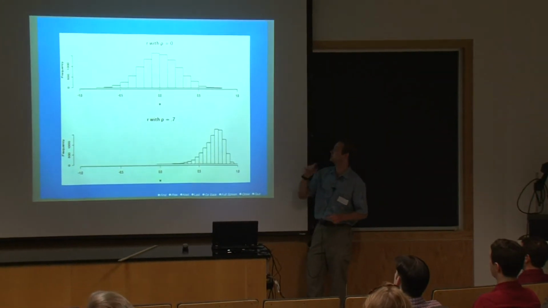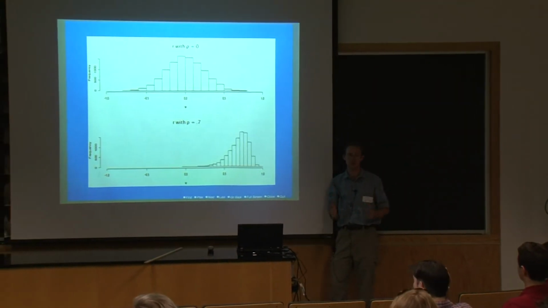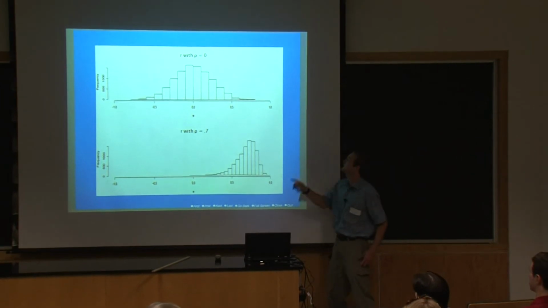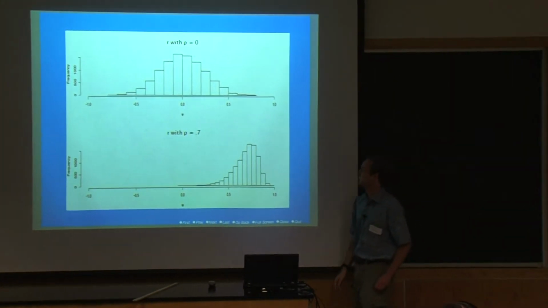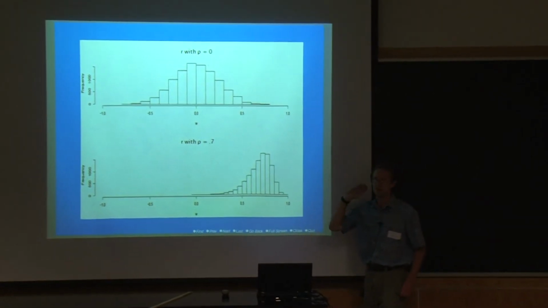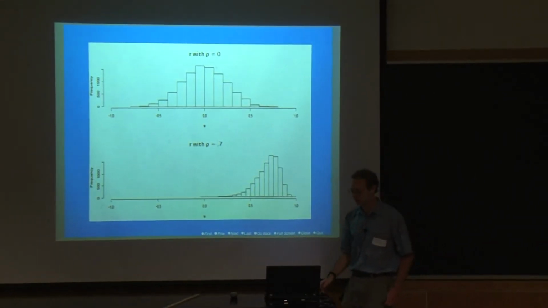So here are some examples. These are histograms. They're a good visual approximation to a sampling distribution. The top one is for true correlation equal to 0. The bottom one is for true correlation equal to 0.7. Notice how it's skewed to the right on the bottom one.